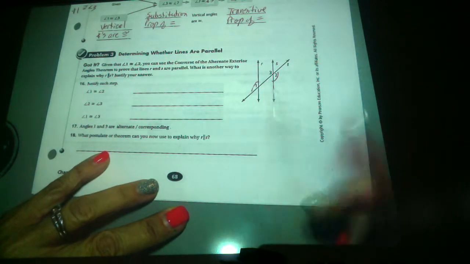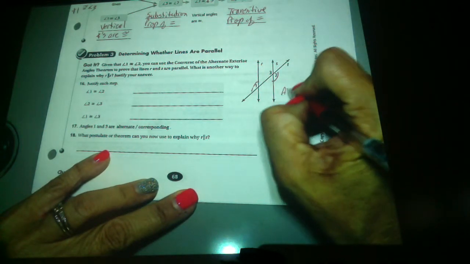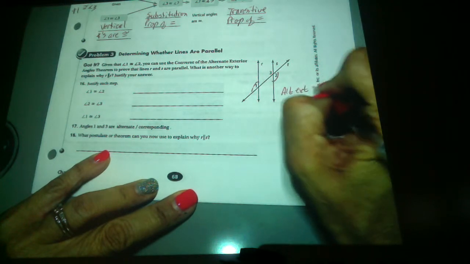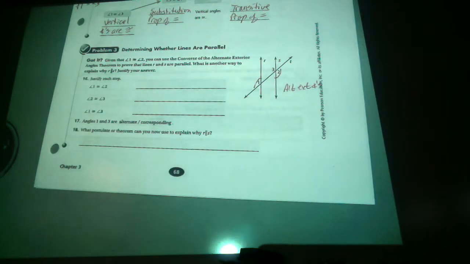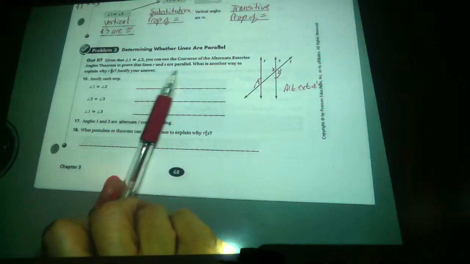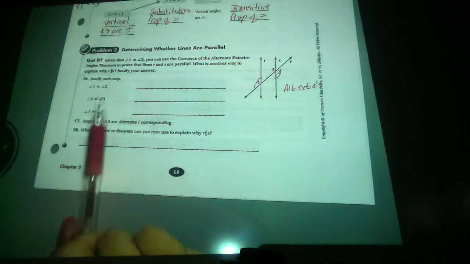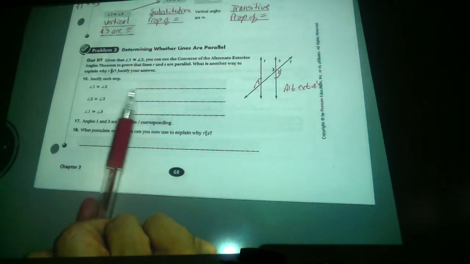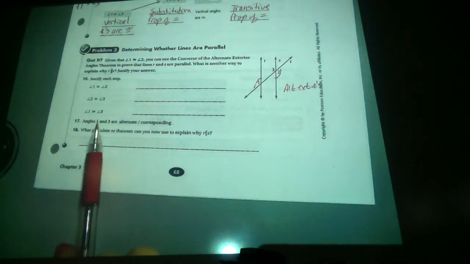They're both what? Yeah, they're on the outside, so they are alternate exterior angles. And it says you can use the converse of the alternate exterior angles theorem to prove that lines R and S are parallel. What is another way to explain why R is parallel to S and justify your answer? So let's go through and justify our steps.